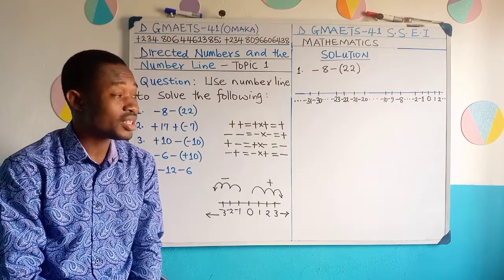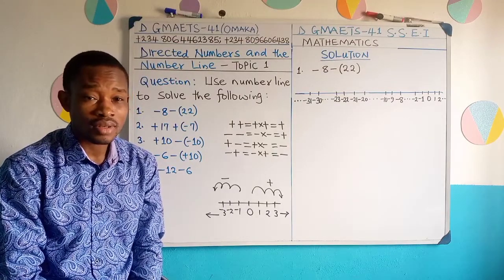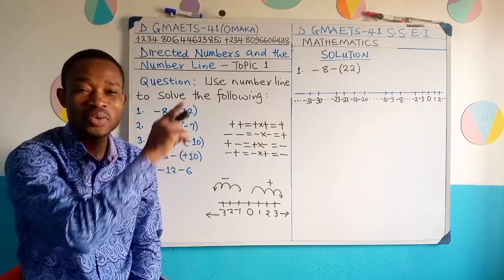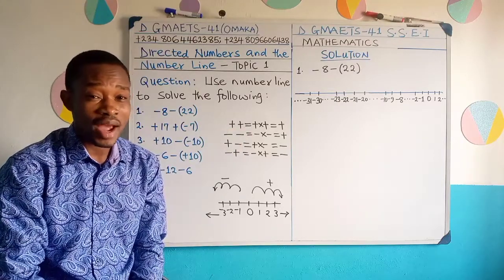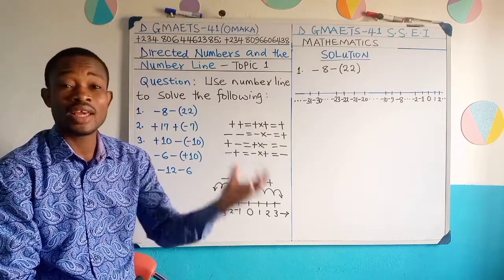Remember, when you're working on this number line, if you have plus, it means you are taking your movement to the right. If you have minus, you are taking your movement to the left.